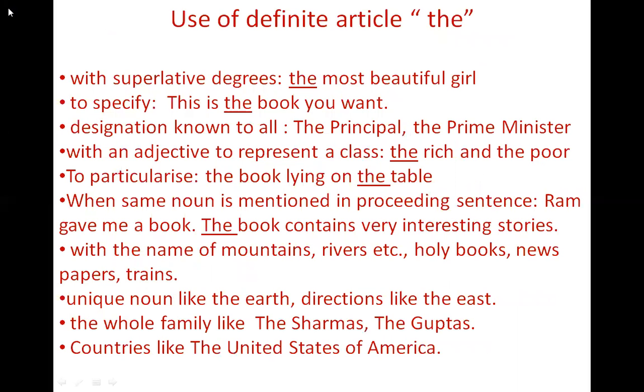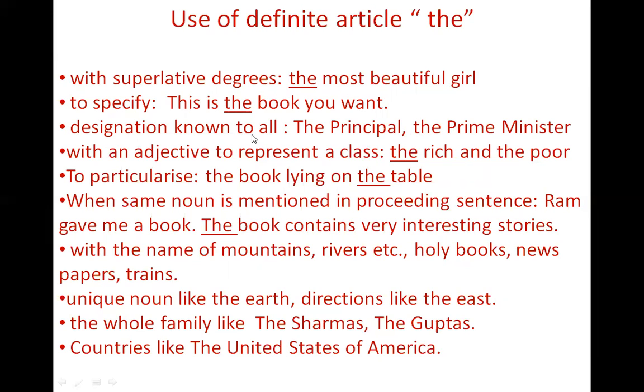Now about the use of the definite article, that is the. The in itself represents something particular. The is used with some particular nouns to add some particularity. It is used with the superlative degrees, the most beautiful girl. It is used to specify, this is the book you want. Means you are talking about a particular book, this book, or this is the book which you want.